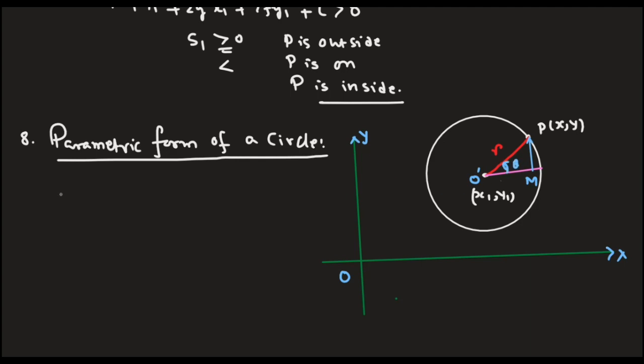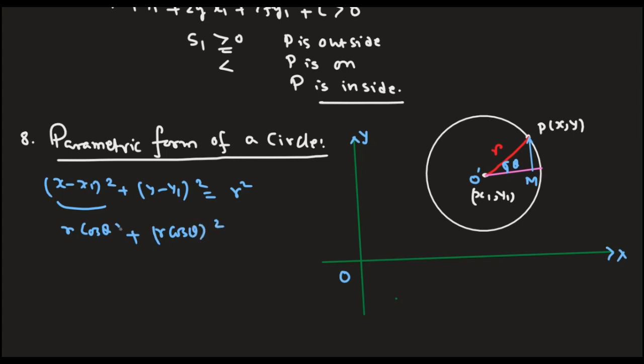So now if I apply the distance formula here, I can write x minus x1 whole square plus y minus y1 whole square, which is equal to the radius square. So these things I am going to replace by r cos theta, and these things I am going to replace by r sin theta. If you write in this way, their squares will generate the right hand side r square. Is it clear or not?